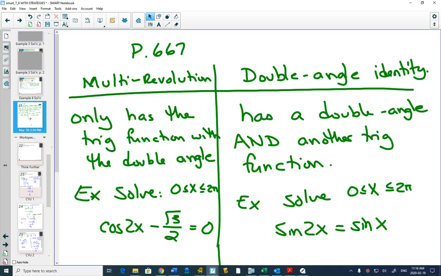So as you write this down, the strategy is if you only have the trig function with the double angle, then you can still solve it as a multi-revolution question. But if you have the double angle identity and another trig function, then you should solve it using a double angle identity.